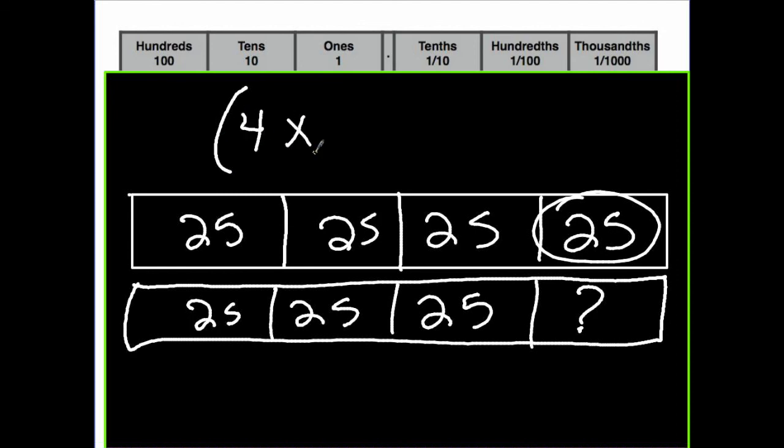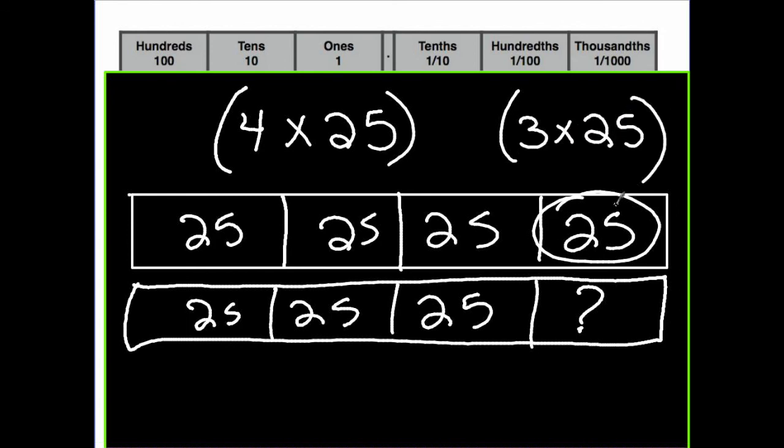4 times what? 25. And 3 times 25. What goes in between the 2? Yep. Good. It says difference, and the difference is the answer to a subtraction problem, so that would be minus.